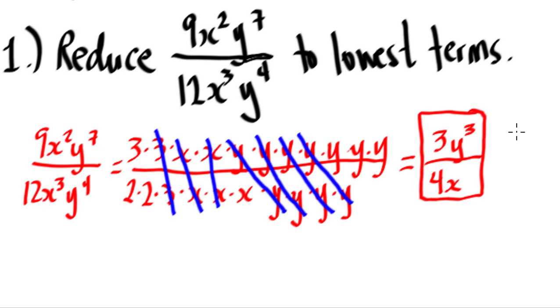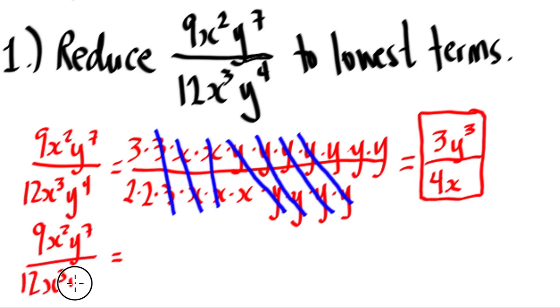Okay, so this is the very thorough way. If we're going to make use of the laws of exponents, let's give it one other try. Let me write it again: x squared y to the 7th all over 12 x cubed y to the 4th, applying the laws of exponents and the common factor here.